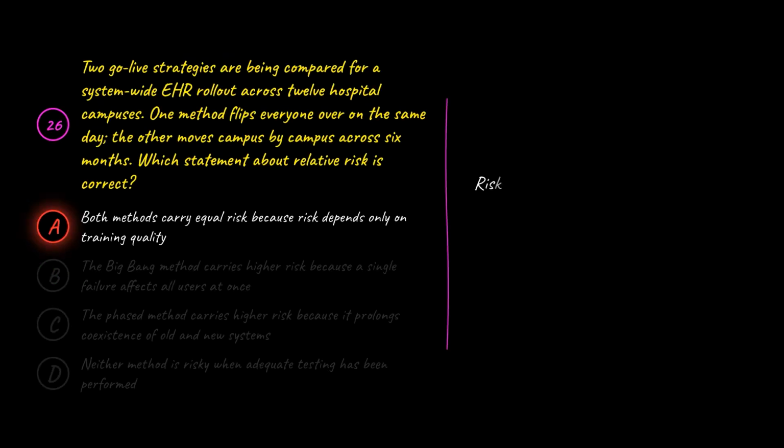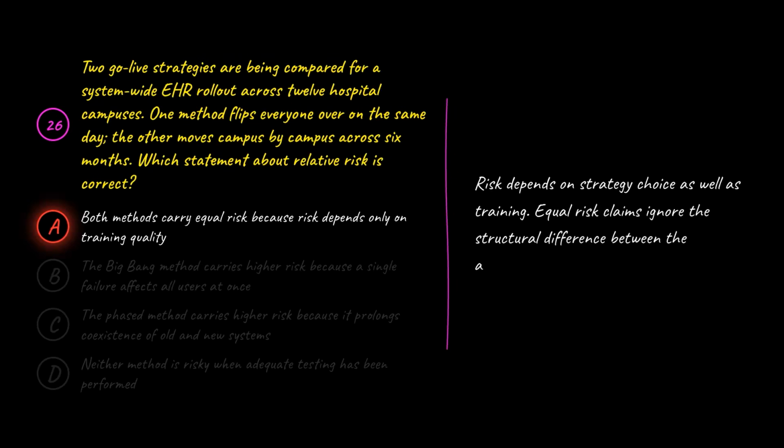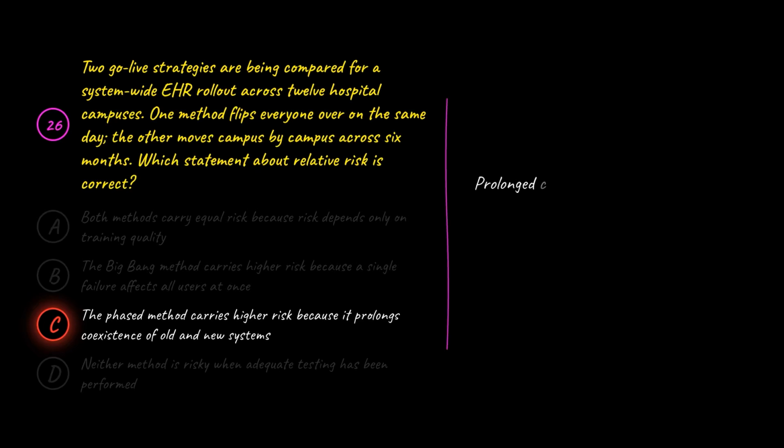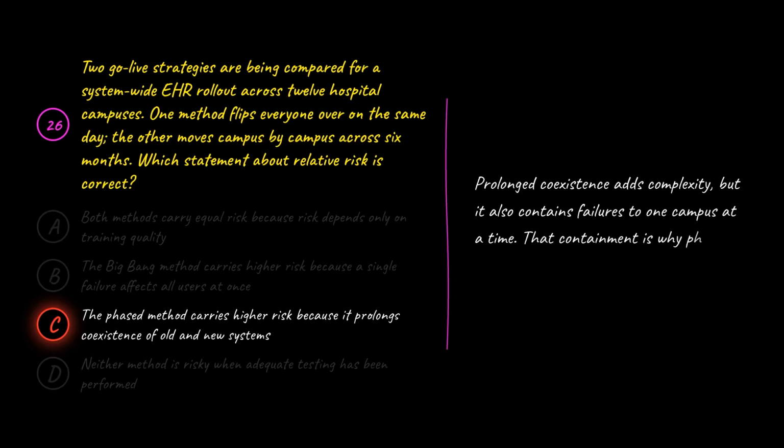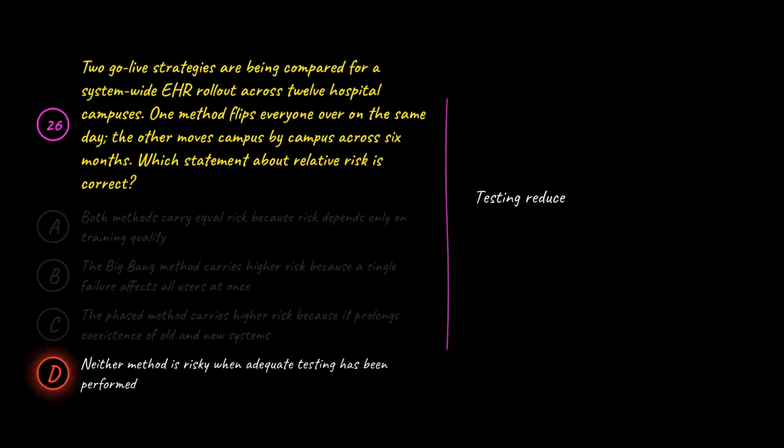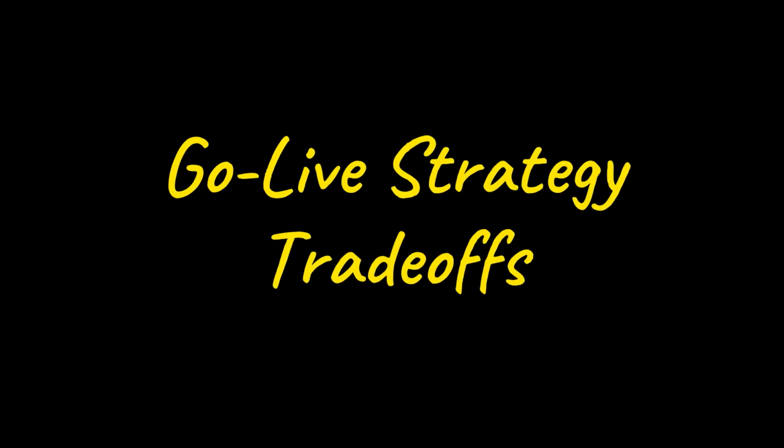A is wrong because risk depends on strategy choice as well as training. Equal risk claims ignore the structural difference between the approaches. C is wrong because prolonged coexistence adds complexity, but it also contains failures to one campus at a time. That containment is why phased is considered the lower risk option. D is wrong because testing reduces risk, but does not eliminate the structural difference in blast radius between the two strategies.